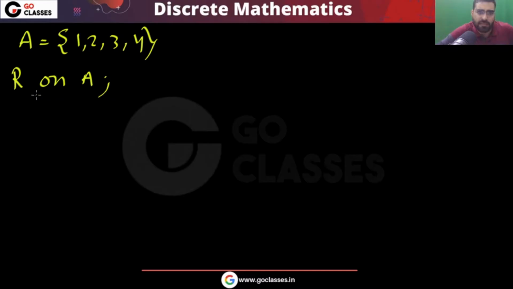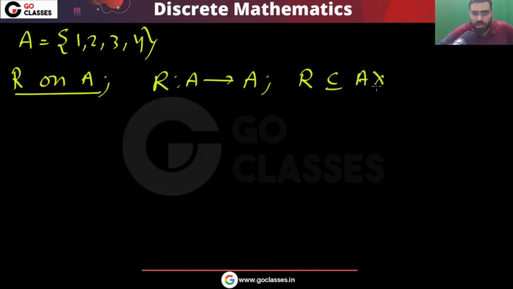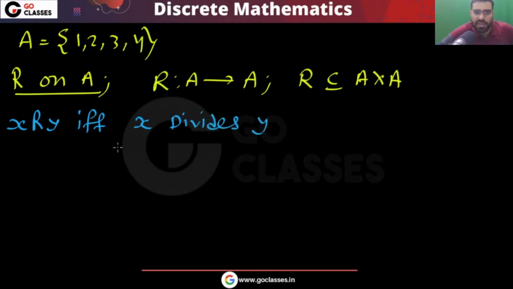So you can easily see that your base set is 1, 2, 3, 4. On this you have a relation R on set A. What does it mean? It means that elements of A will be related to elements of A, so R will be a subset of A cross A. And what this relation is saying is that X is related to Y if and only if X divides Y.